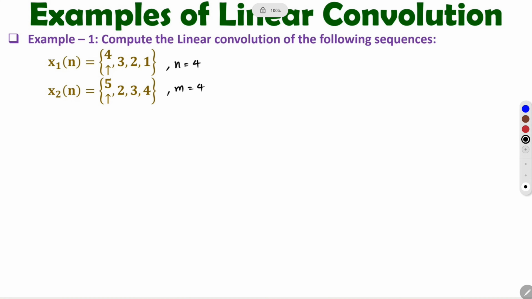Now you need to understand how many elements will be there with linear convolution. Total samples with linear convolution will be N plus M minus 1. Here N and M both are 4. So total samples with linear convolution will be 7. Now I will explain how to identify the magnitude of all these samples.